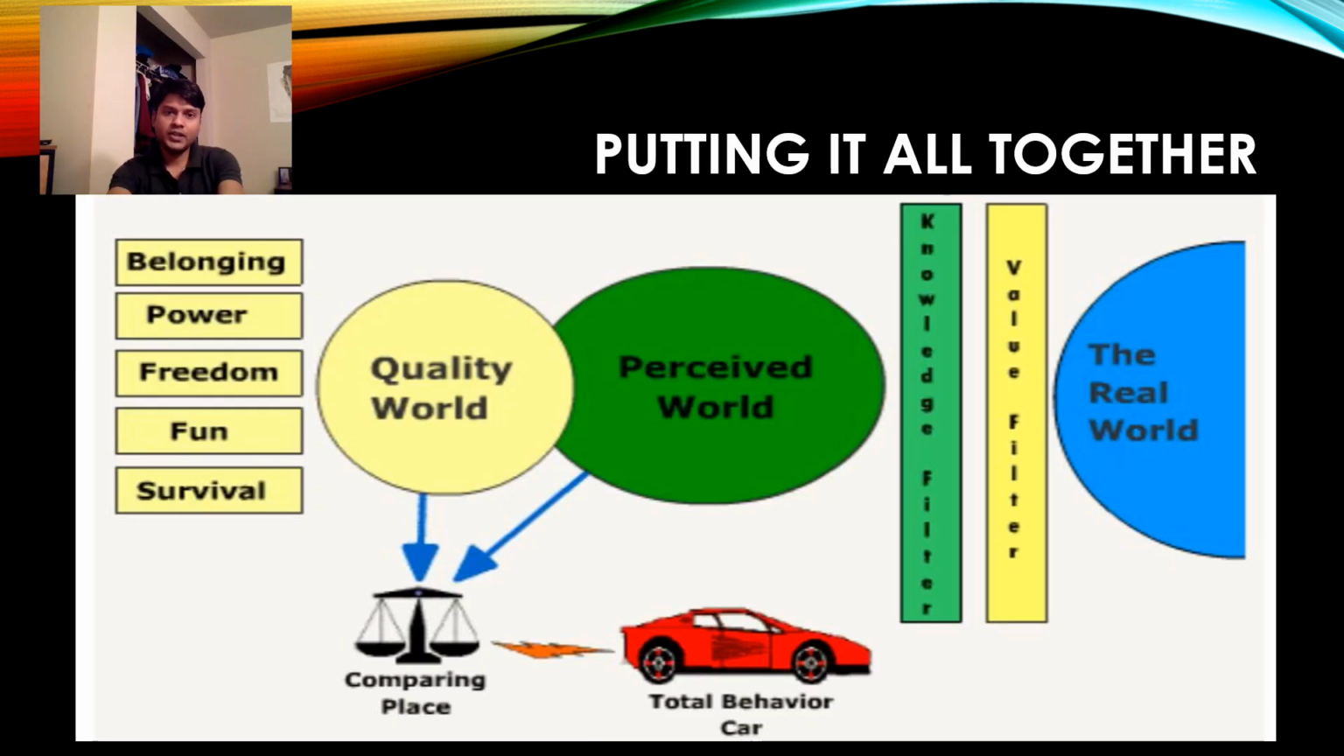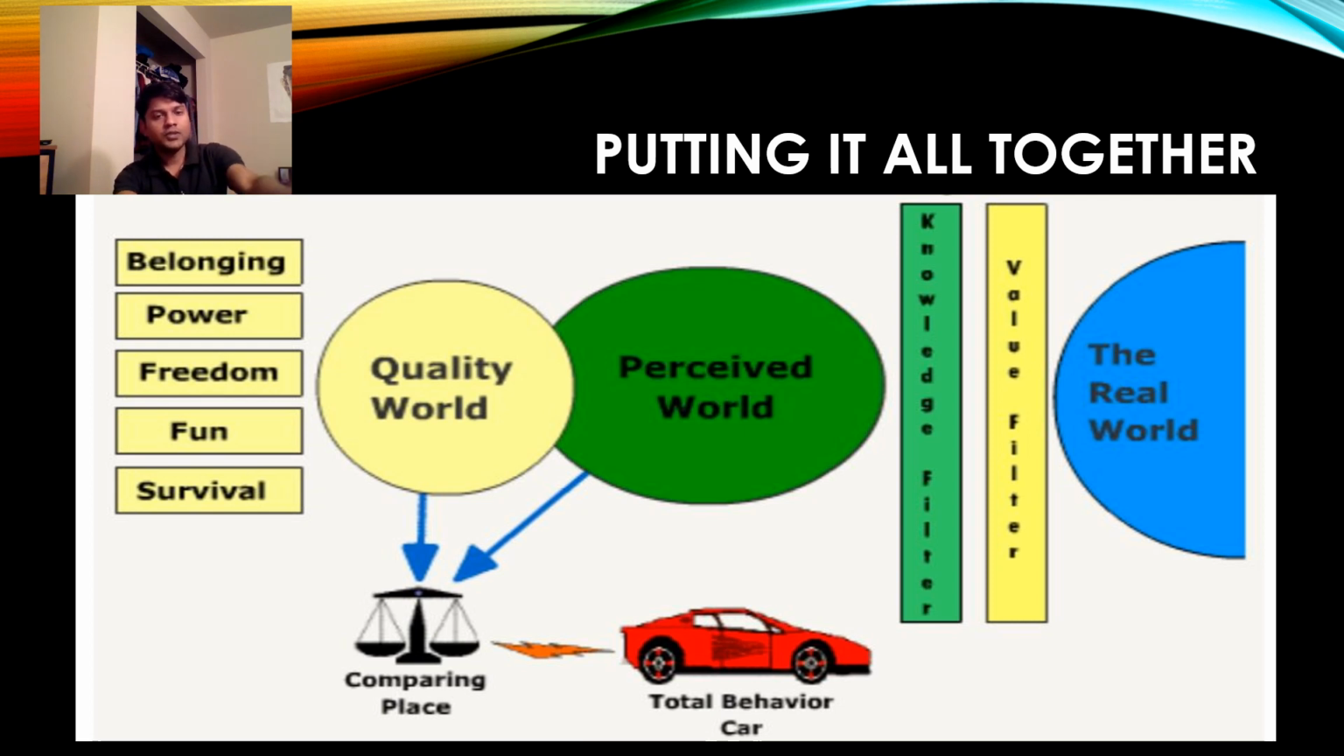I put this picture here to make sure that we understand how these three constructs that we have just discussed, five core human needs, quality world, and total behavior, are related with each other, and how they put it all together. On this picture, you can see on the right side the real world, and then we have the value system, knowledge filters, and then the perceived world. Glasser said that we do not perceive the world as it is, but we perceive the world based on our values and based on our experiences and knowledge.